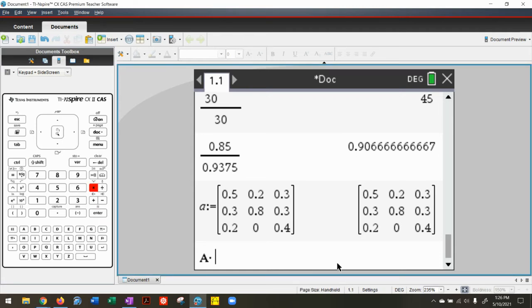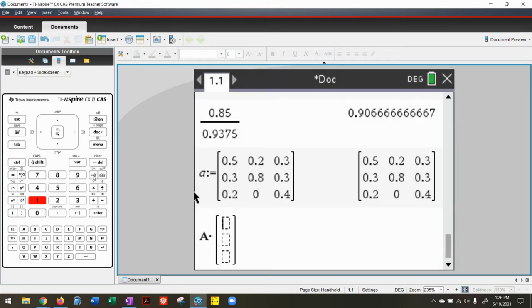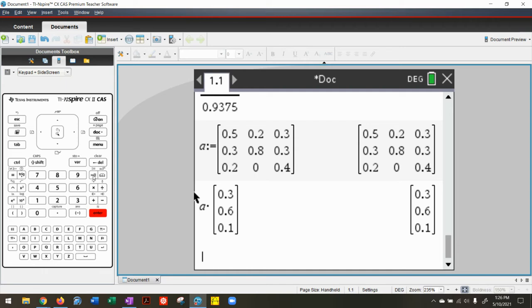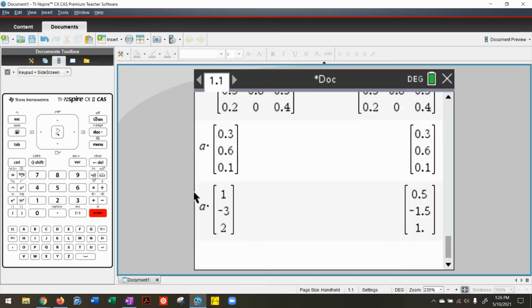I'm now going to take A times V1. V1 is a 3 by 1 vector, which is 0.3, 0.6, and 0.1. And we get 0.3, 0.6, 0.1. So that means that V1 is an eigenvector with eigenvalue equal to 1. We'll try that again now with the vector 1, negative 3, 2. And we get 1/2, negative 1/2, 1.